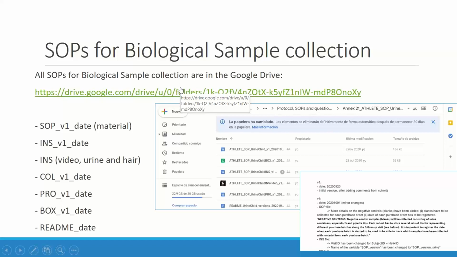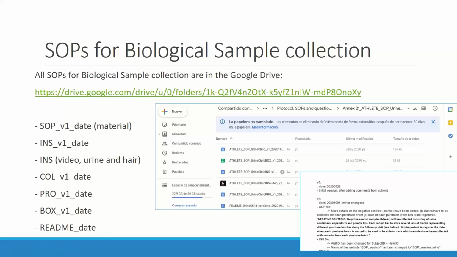And you will find a folder for each biological sample. And inside the folder, you will find different documents. There is a document called SOP, version 1, because it's the first version before starting the visit, with a date. And if we change something in this version 1, we will change the date, okay? If we start the visit and we change something, we will create version 2, okay? But since we have not started the visit, or not all the cohorts have started the visit, we are still working with version 1. So in this file called SOP, you have the whole protocol for sample collection.